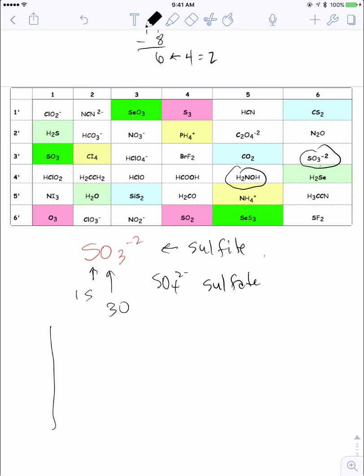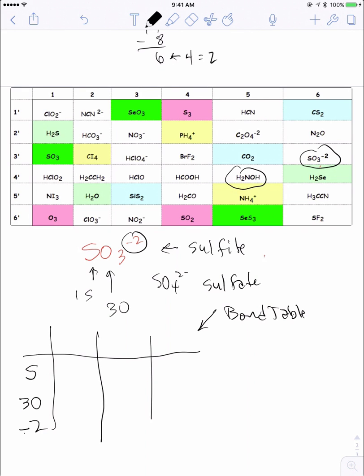So let's go ahead and create a bond table again. This is my bond table right here. And I want to break it down to 1 sulfur, 3 oxygen. But now we have to pay attention to the -2 charge. So I'm just going to put that over here. I'm going to put my 2 columns here, but this time I'm going to put OE right here and TVE over here. Remember that OE column, octet electrons, can either be 8 or 2 if it's hydrogen.